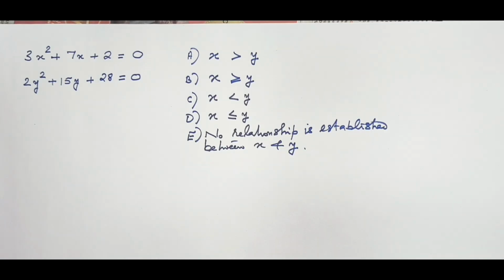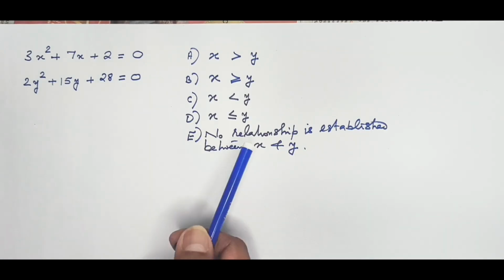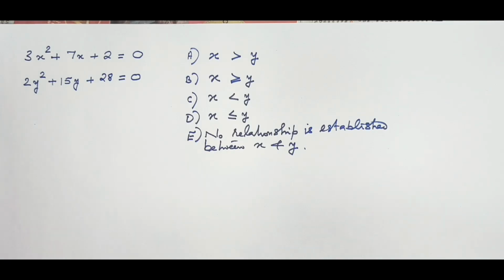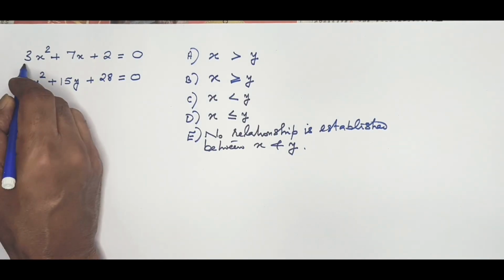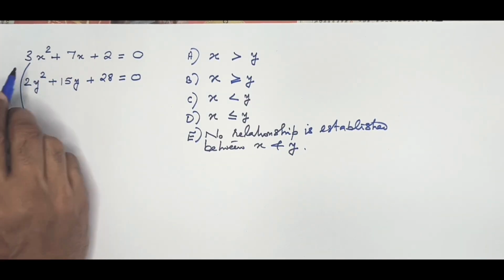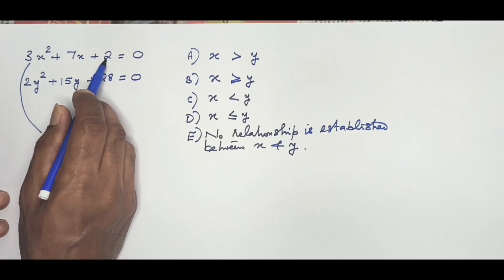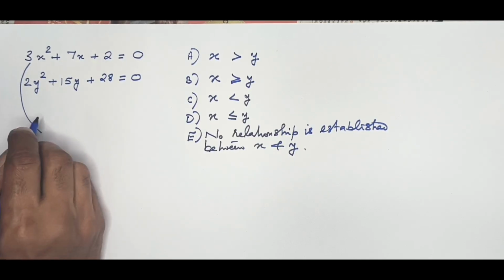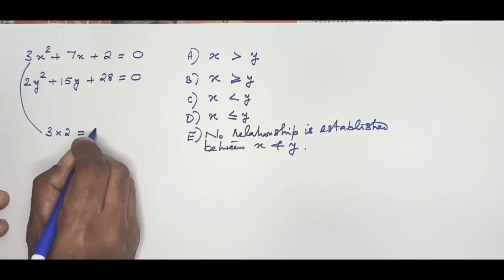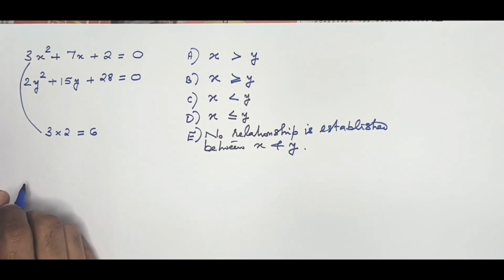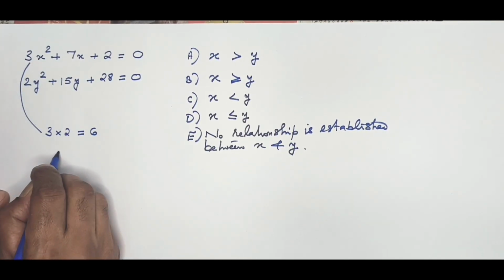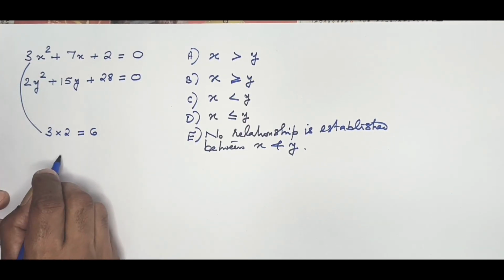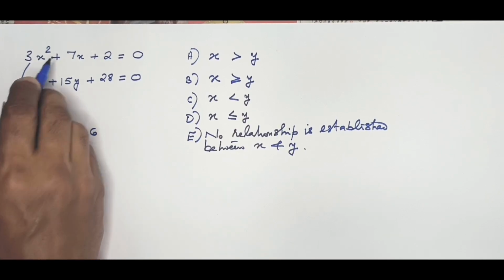So the first step is to solve each of the quadratic equations and get the values of x and y and then do this comparison. So to solve the first equation, what do we do? In the first step, you take the product of the constant term 2 and the coefficient of x squared, that is 3 and 2, equal 6. And take the coefficient of the middle term x, which is plus 7.